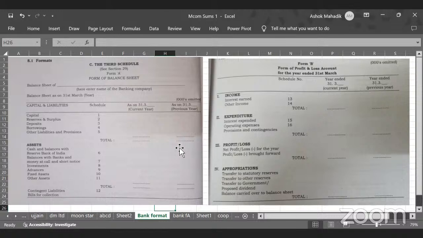Schedule number 1 is for capital. Schedule number 2 is for reserves and surplus. Schedule number 3 for deposits. Schedule number 4 for borrowings. Schedule 5 for other liabilities and provisions.